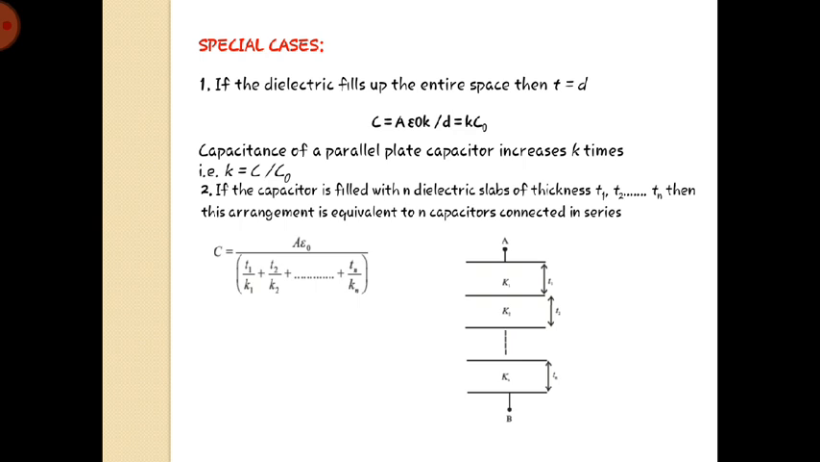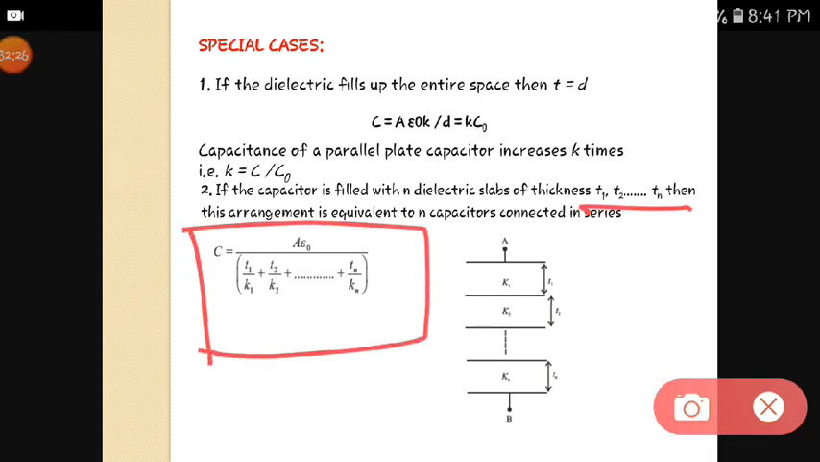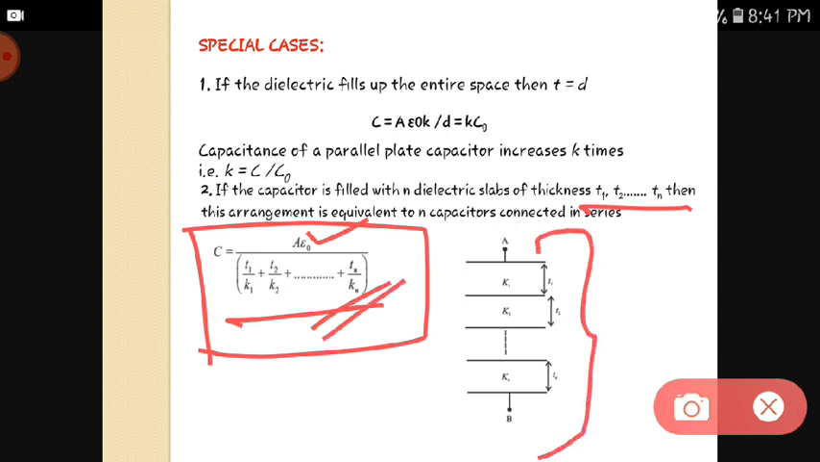Now, if the capacitor is filled with n dielectric slabs, what happens over there? So that will be, and even they are having thickness T1, T2 up to Tn. So we are getting the formula as this, which is A epsilon 0, obviously constant, divided by T1 by K1 plus T2 by K2 up to Tn by Kn. And this arrangement exactly looks like when capacitors are connected in series. Here you can see these are all first dielectric slab, second, third, fourth up to n. They are connected in series with each other, just like capacitors connected in series.